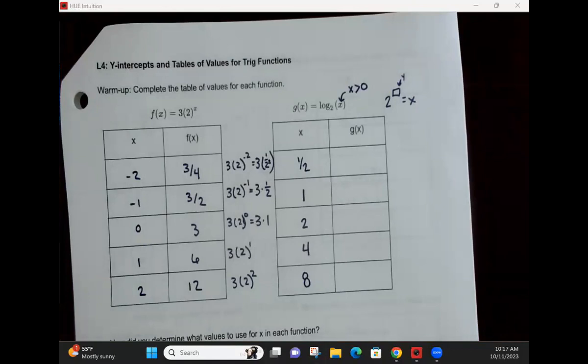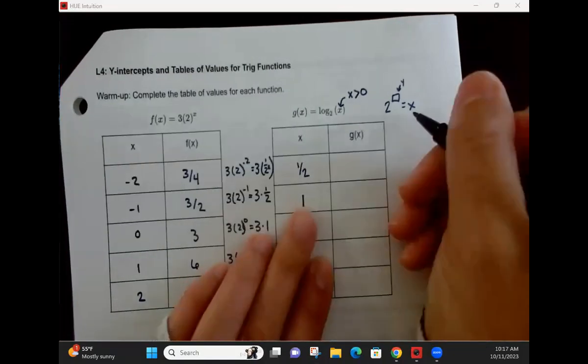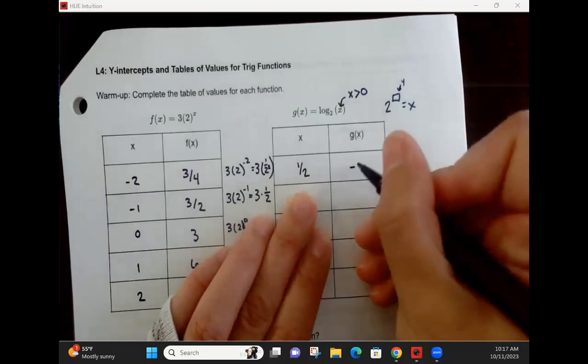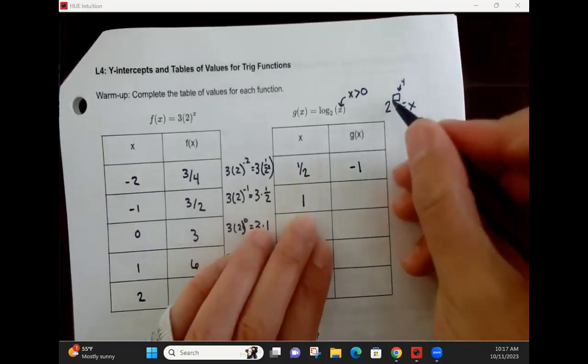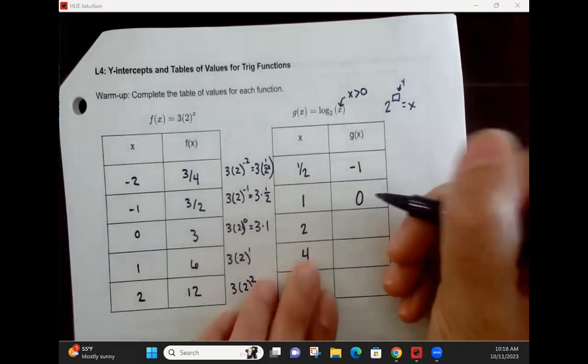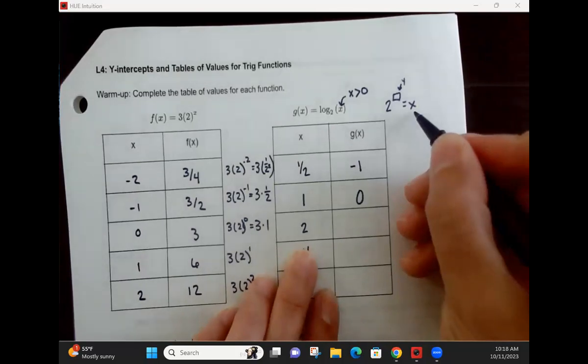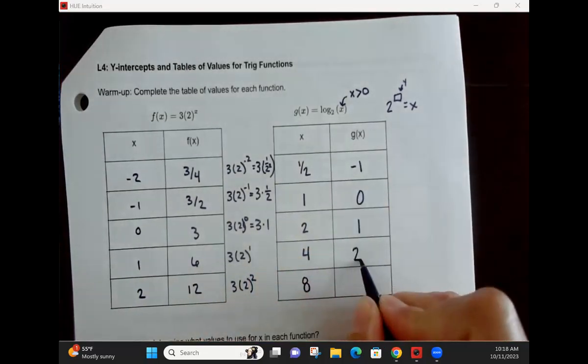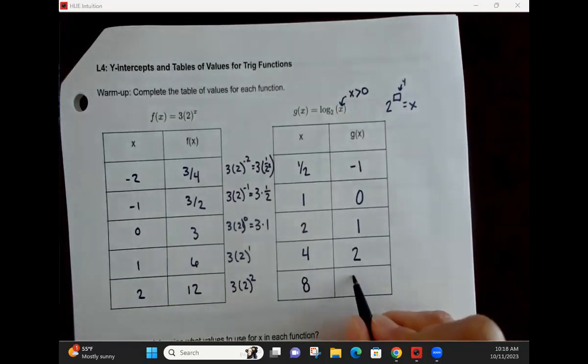So then for g of x, if x is a half, what did my exponent have to be? -1. If 2 to the something is equal to 1, what did our exponent have to be? 0. How about if it's 2? 1. If it's 4, 2. If it's 8, 3.